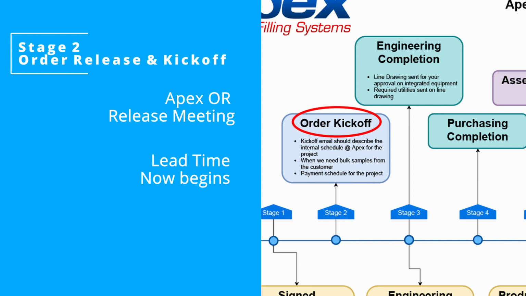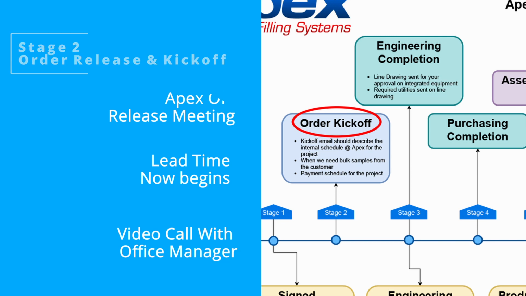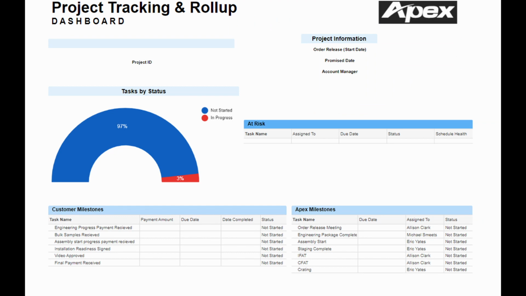Within a day of this meeting, you and the office manager will have a Google Meet video call to go over the details, your specific timeline, and bulk samples. You will also get access to your customer dashboard, which shows you a concise overview of the status of your project, issues if any arise, a list of critical milestone tasks that are Apex's responsibility, and a list of the milestone items that are your responsibility.